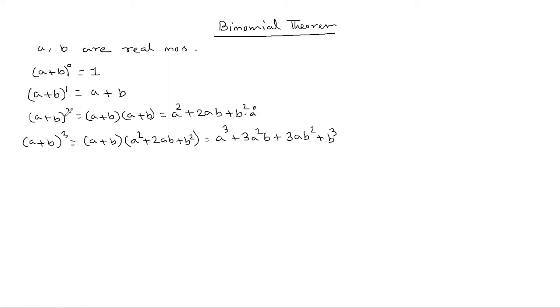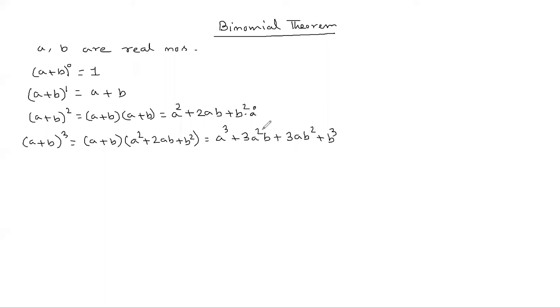Similarly, if you observe the powers of B, we start with the power of B as 0, then 1, then 2. So the powers of A are decreasing, starting with the highest possible power, 2 to 0, and the power of B is increasing, from 0 to 2. Similarly, if you go to (A plus B) power 3, here also you can see the power is 3, then 2, then 1 and 0. Similarly, the powers of B are 0, 1, 2 and 3. So that is our first observation.